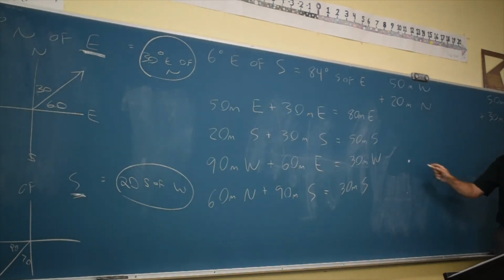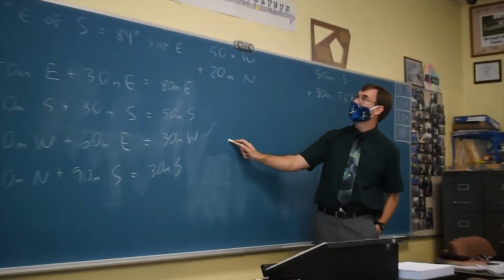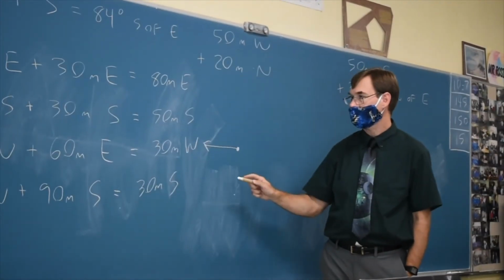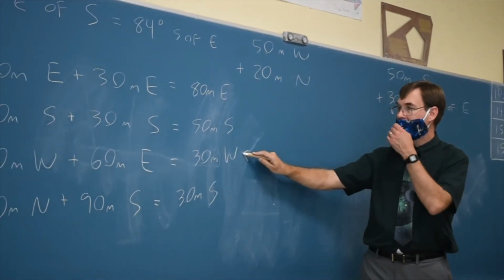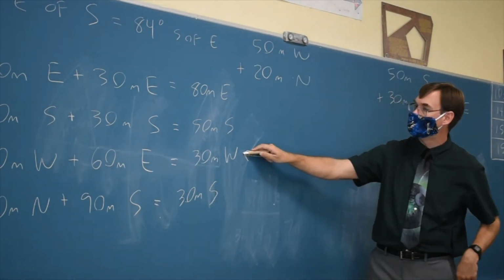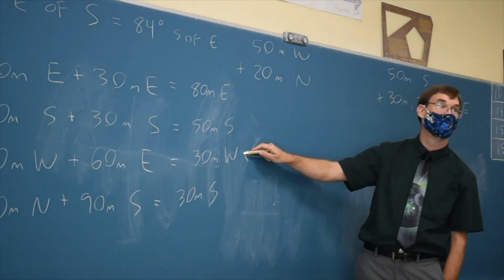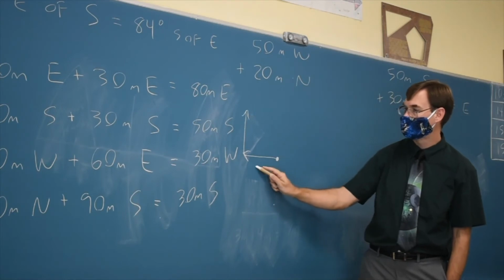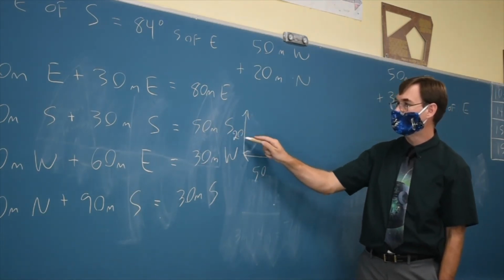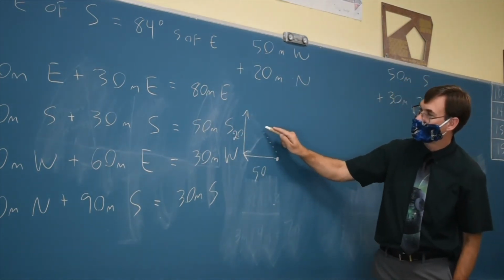Always make a starting point for vector 1. How can I draw you 50 meters west? Go left. At the head, I'm going to now need to continue and do the 20 meters north. Where's that going to go? Up. So 50, 20. This is my answer.